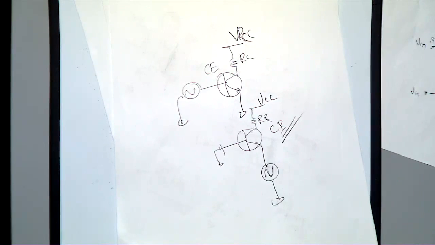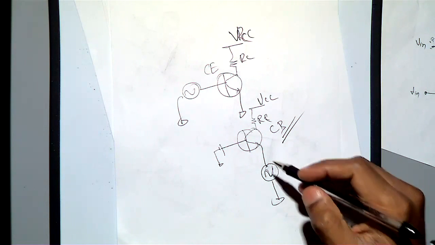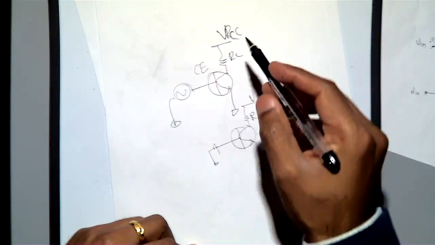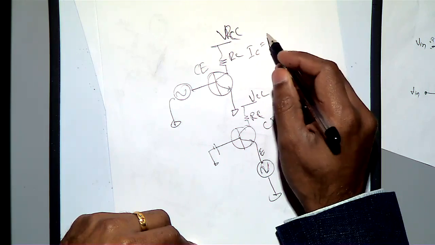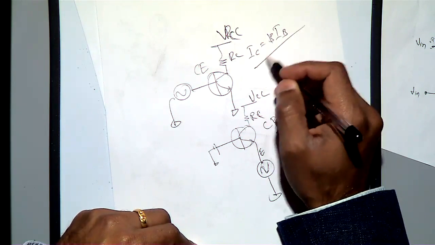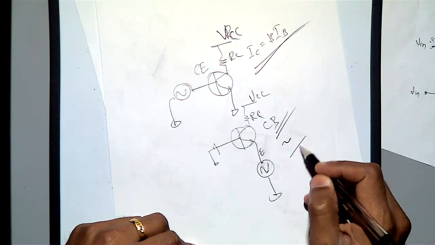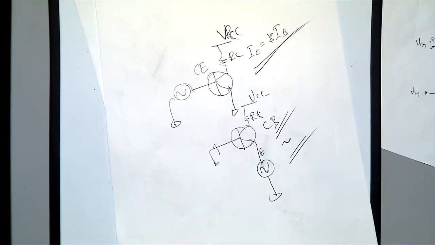Then, question for you. I am going to connect my signal to the emitter here in the common base topology. When I connect the signal to the base, we know that IC equals beta times IB. But here, my question is, what is the maximum current gain I can get in the common base? Infinity. Zero.